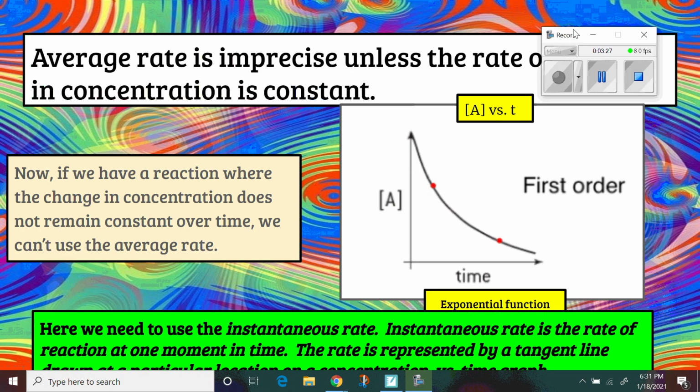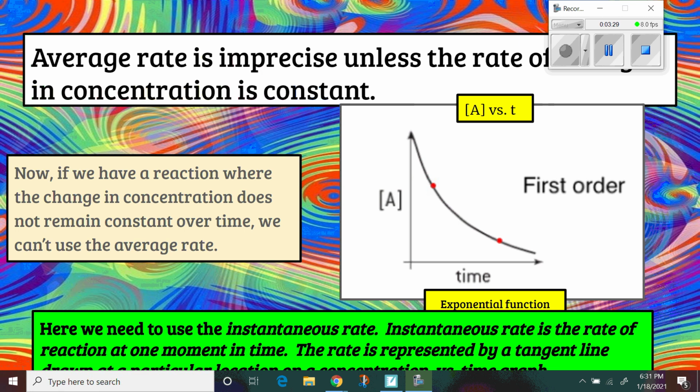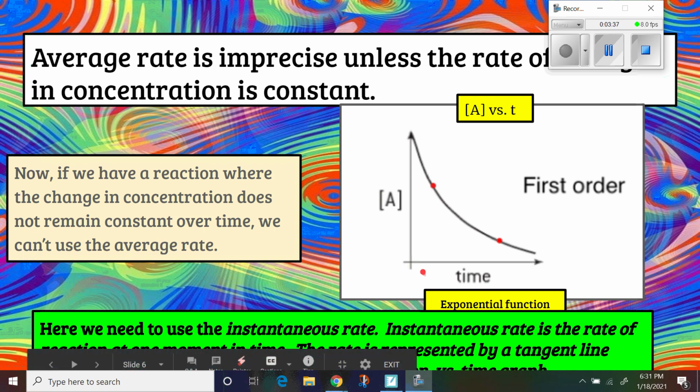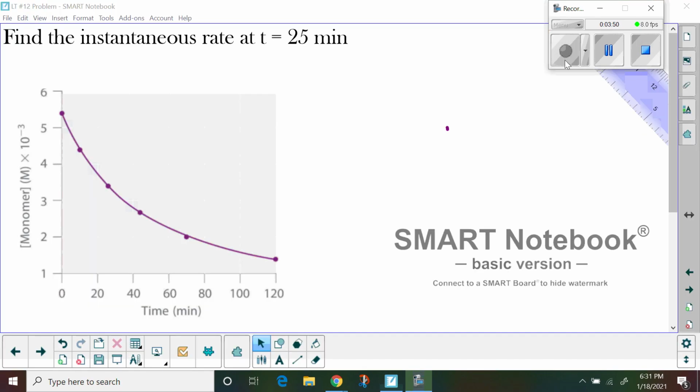So here we need to find what's called the instantaneous rate, where the instantaneous rate is going to be the rate of a reaction at a particular point in time. And it's represented by a tangent line that is going to be tangent to one particular point in time on your graph. And we're going to look to see what this looks like in just a moment. So the instantaneous rate finds the rate of the reaction at exactly one moment in time.